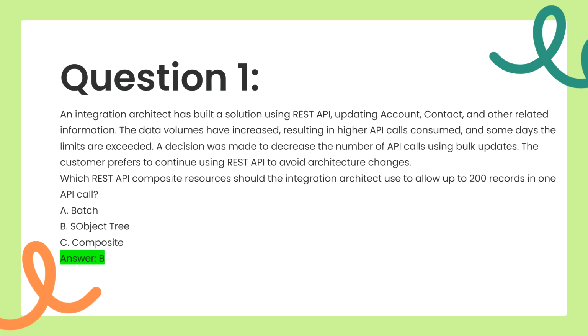Which REST API composite resources should the integration architect use to allow up to 200 records in one API call? A. Batch. B. Object tree. C. Composite. Answer: B.